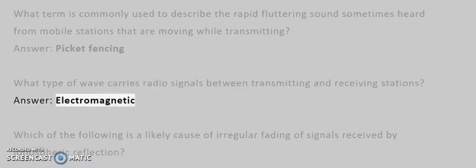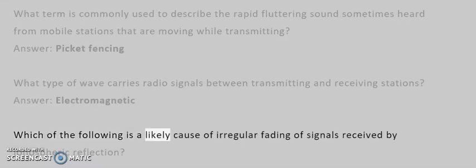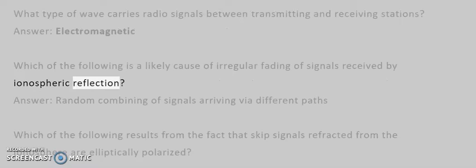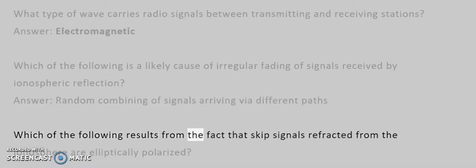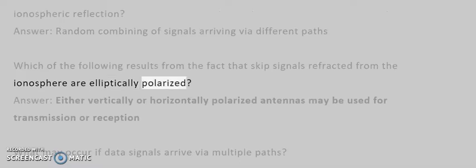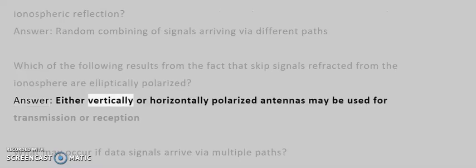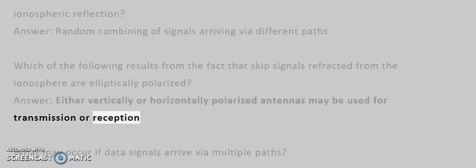Answer: Electromagnetic. Which of the following is a likely cause of irregular fading of signals received by ionospheric reflection? Answer: Random combining of signals arriving via different paths. Which of the following results from the fact that skip signals refracted from the ionosphere are elliptically polarized? Answer: Either vertically or horizontally polarized antennas may be used for transmission or reception.